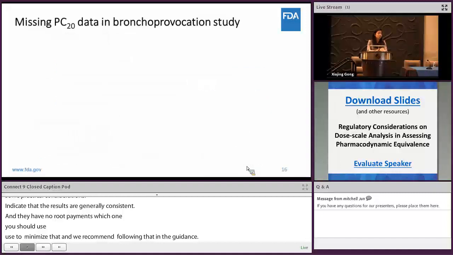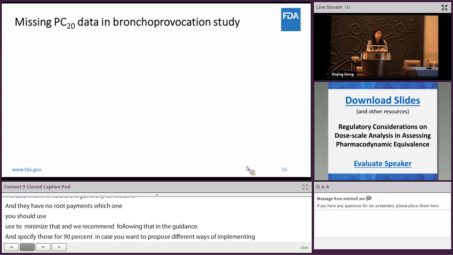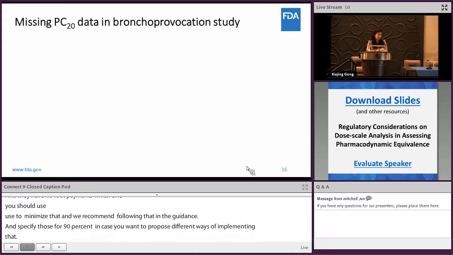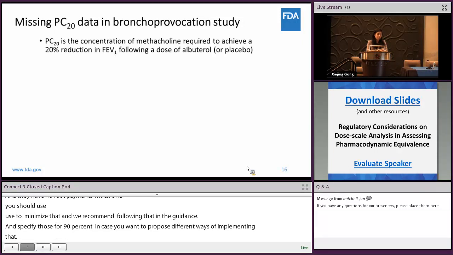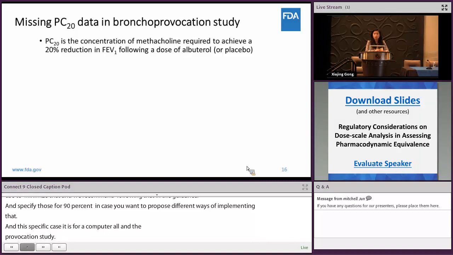Okay. Moving on to another challenge encountered in the ANDA review is missing data. In this specific case, it's for albuterol in the bronchoprovocation PD study. And the endpoint for this study is the PC20. And when it comes to missing data, there is no consensus on how much portion of missing data is acceptable and would not cause bias in the BE assessment. So some say that 10% is okay, but some say even 5% is too much.